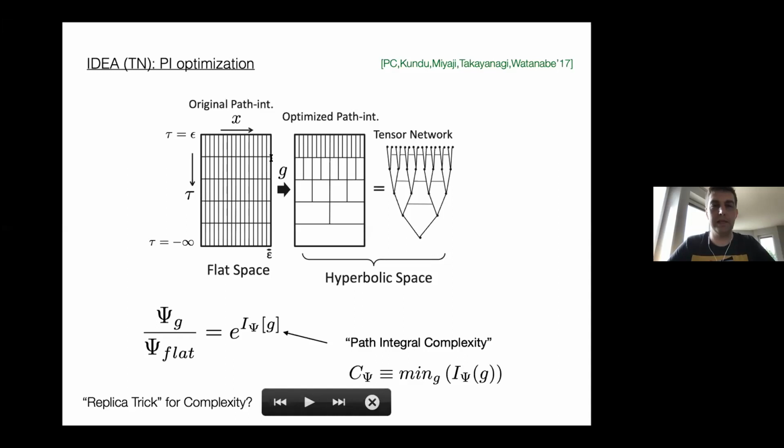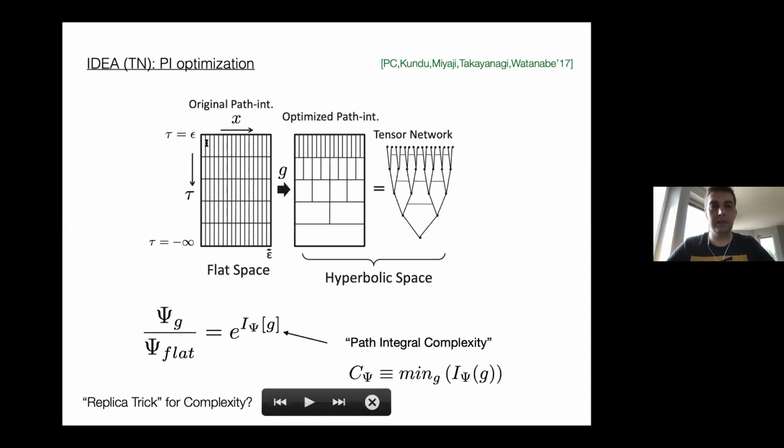that is basically based on introducing a background metric, or coupling the computation of the wave function to a non-trivial background. This is a resemblance of the replica trick.